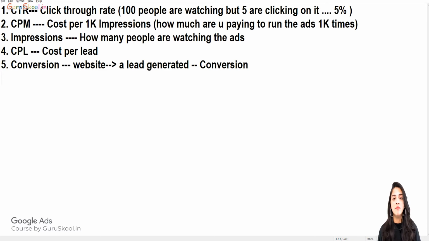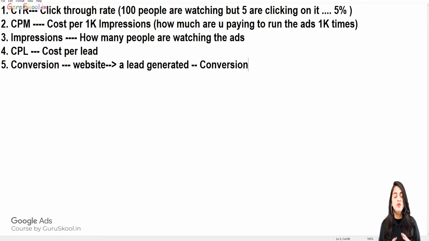Or let's take a third example. Suppose you are generating a lead and that turns into a sale. That's also called a conversion. Got that? Suppose on your website a lead was generated and it turns into a sale. Isn't that an important action for you? Of course, so that's also called a conversion. These are the types of conversion you may use.